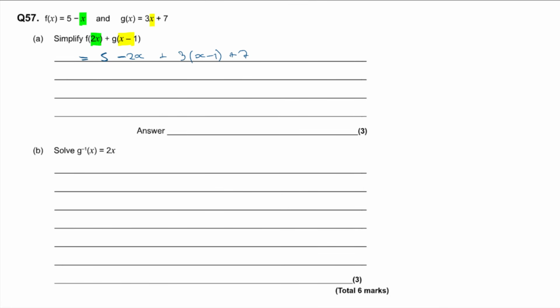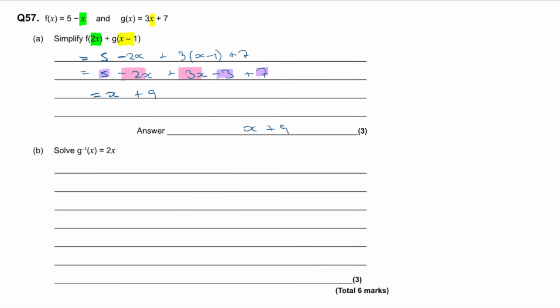So then just tidying that up now. I multiply out the brackets and collect like terms. So 5 minus 2x plus, multiplying out that bracket, 3x minus 3 plus 7. So I've got some terms in x: minus 2x and 3x. That gives me x. And I've got some numbers: a 5, a minus 3, and a 7. So 5 plus 7 is 12. Take away 3 is 9. So x plus 9 is my answer. So it simplifies to x plus 9.